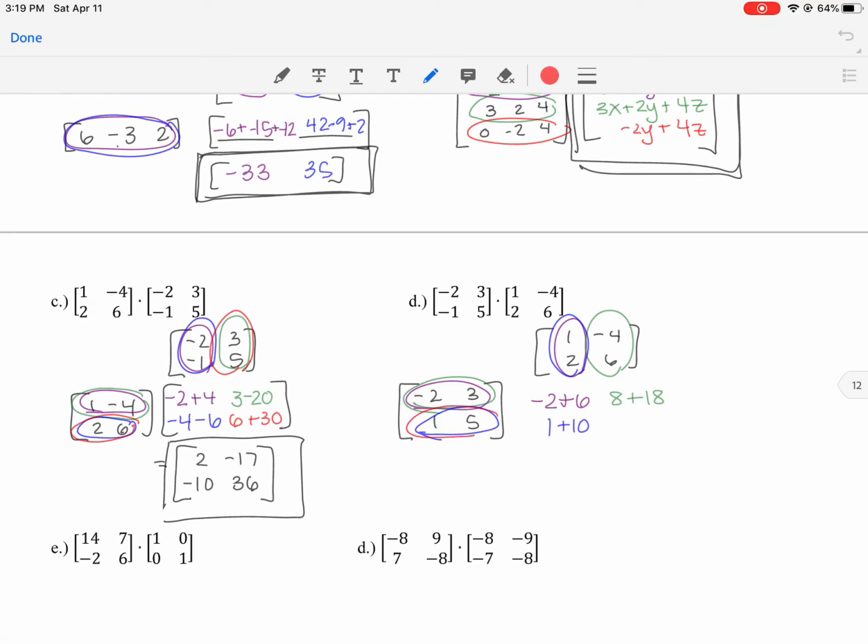Okay, second row, first column. 1 times 1 is 1. 5 times 2 is 10. And then last but not least, second row, second column. 1 times 4 is -4. 5 times 6 is 30.